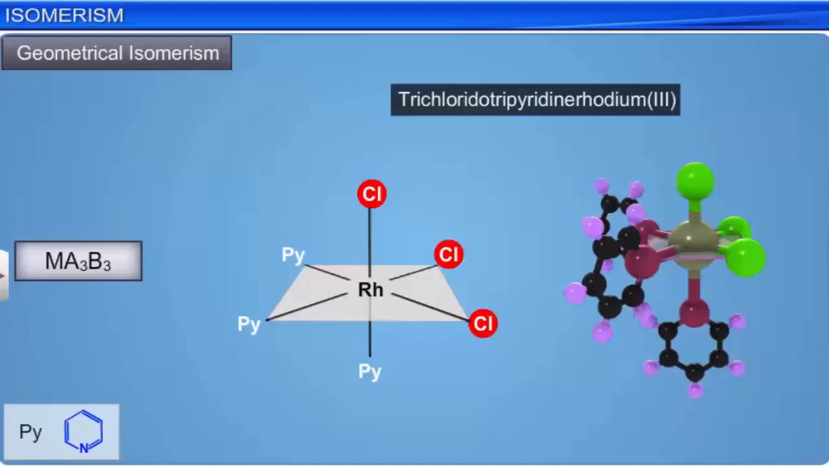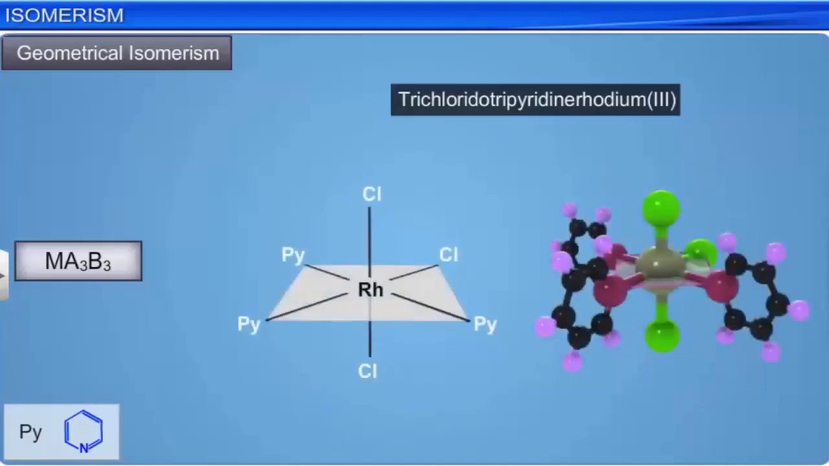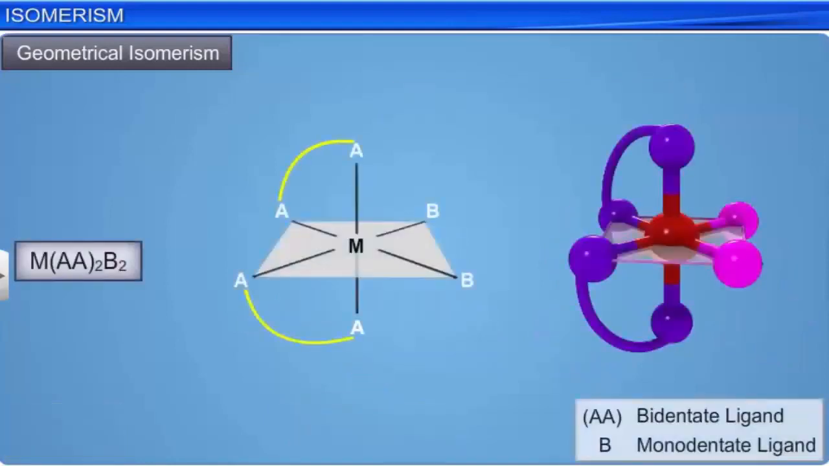Now, let's look at M(AA)2B2 type of complexes containing monodentate and symmetrical bidentate chelating ligands. Here, AA is a symmetrical bidentate chelating ligand in which A and A indicate two similar coordinating atoms, while B is a monodentate ligand. The cis and trans isomers of dichlorido-bis-ethylenediamine cobalt(III) are shown here.